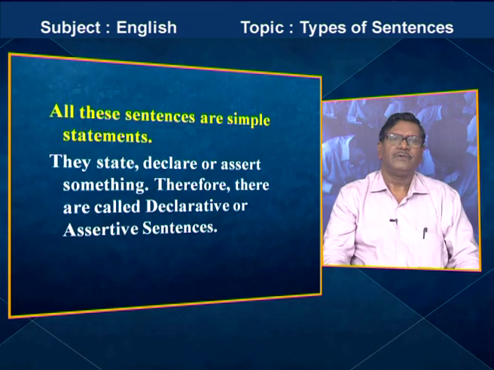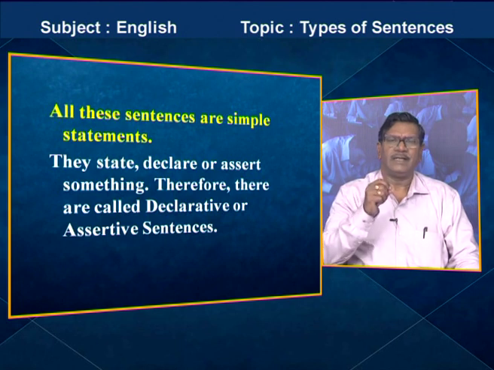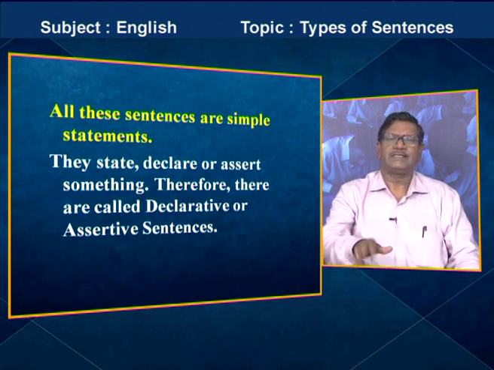So, all these sentences are simple statements. They state, declare or assert something. నొక్కి వక్కాణించడం అంటాం, గట్టిగా నిర్దేశించి చెప్పడం. Therefore, they are called declarative, declare చేసి చెప్పడం, or assertive sentences, నొక్కి వక్కాణించడం.